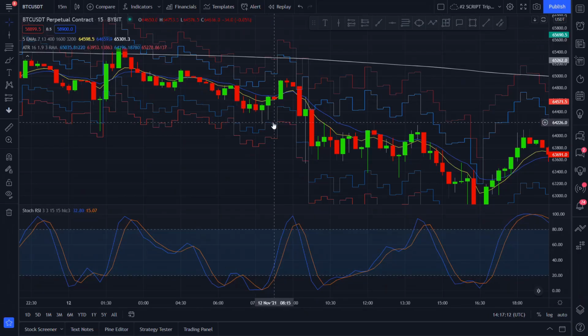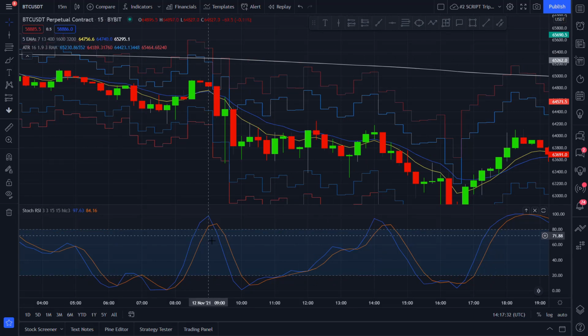For a short position, you need to see exactly the opposite. So the EMAs should line up this way. You have to have the white on the top. After that, you have to have the blue. And at the bottom, you have to have the yellow one. Once you have that, you have to look for a stochastic cross down, which you can see happens right on this candle. So that is going to be our entry point.